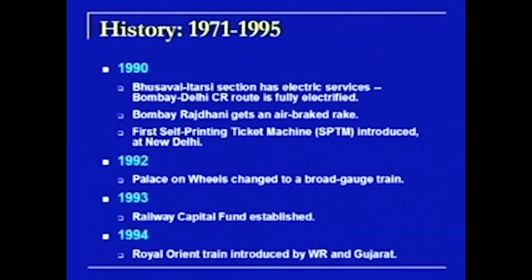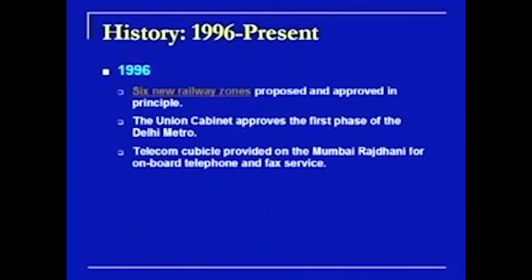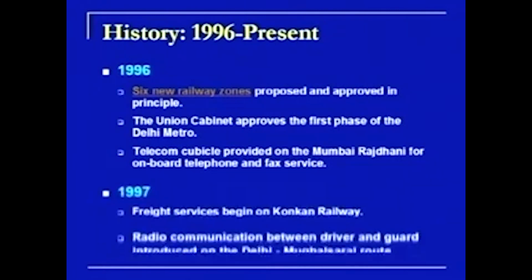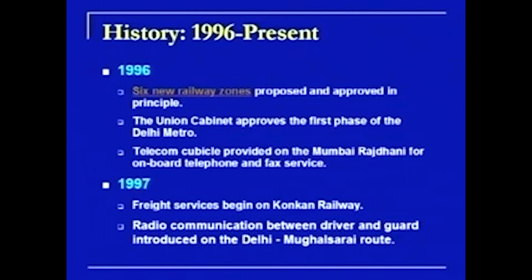The Railway Capital Fund was established in 1993 and the Royal Orient Train was introduced by Western Railway and Gujarat in 1994. That was from the tourist point of view. In 1996 further, there was a change in the zoning system and some more zones were created. The proposal of Delhi Metro got approval from the Union Cabinet again in 1996. The services of the freight movement in Konkan Railway started in 1997.